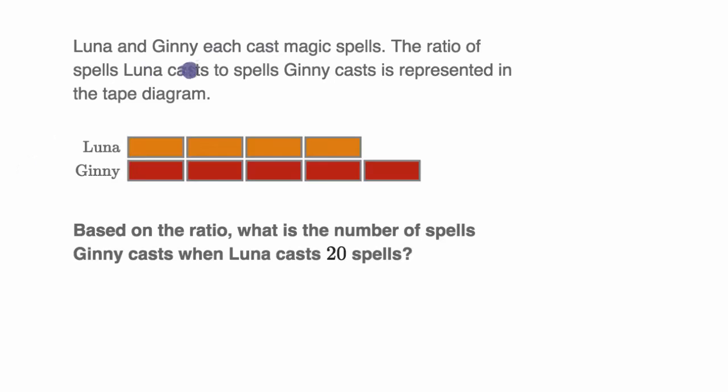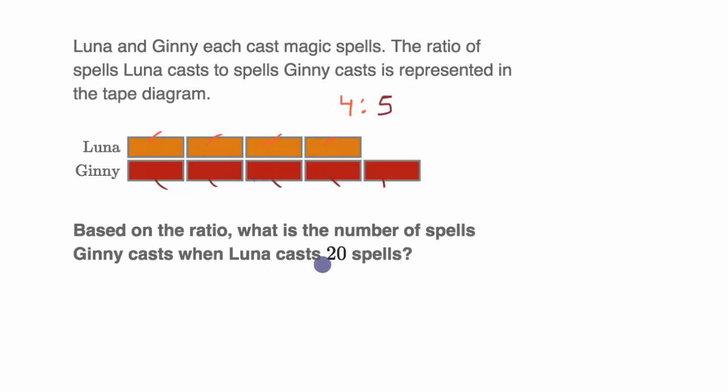Here we're told Luna and Ginny each cast magic spells. The ratio of spells Luna casts to spells Ginny casts is represented in this tape diagram. All right. Based on the ratio, what is the number of spells Ginny casts when Luna casts 20 spells? Pause this video, see if you can work it out. All right, so let's just see the ratio here. For every 1, 2, 3, 4 spells that Luna casts, Ginny casts 1, 2, 3, 4, 5 spells. So the ratio is 4 to 5.